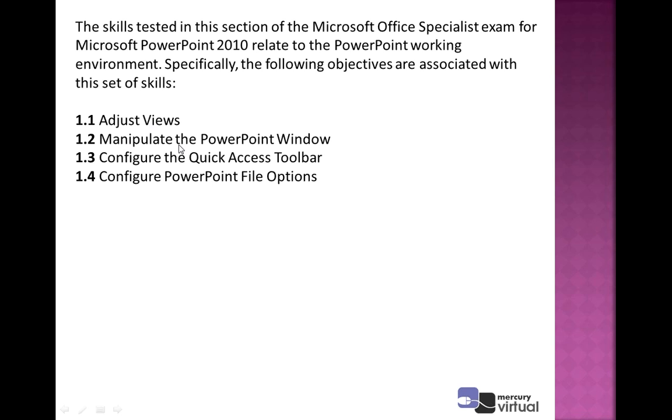Then 1.2 is how to manipulate the PowerPoint window. What is the scenario, how we can access the PowerPoint window, how we can manipulate the PowerPoint window. Then 1.3 is how to configure the quick access toolbar, means how to move the items up, or move the items down, or how we can customize the quick access toolbar according to our requirements. Then 1.4 is how to configure the PowerPoint file options, that includes copying, encryption, and security. So these all 4 topics are included in chapter number 1.